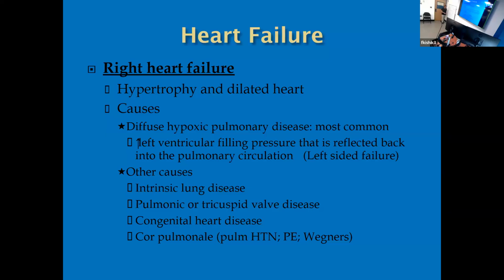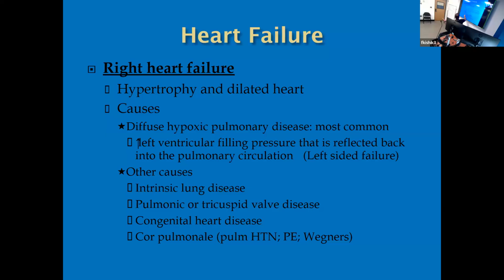You can do it. And then it's group 5. Well, that sucks because we don't really know how to treat that. Or it's sarcoid, autoimmune. Give them steroids, see what happens. But that's really pulmonary hypertension. So that is really what right-sided heart failure is. So let's go back to this. Hypertrophy and dilated heart causes diffuse hypoxic pulmonary disease, which is going to be group 3, but left-sided heart failure is the most common cause.